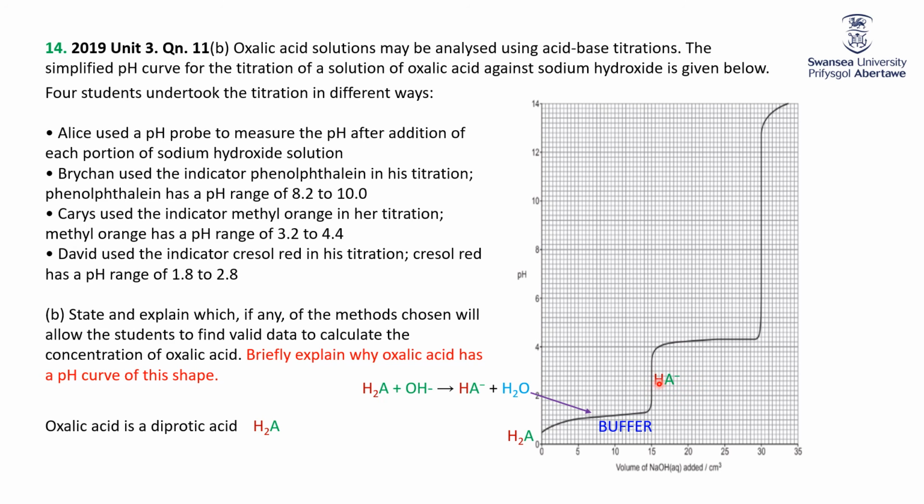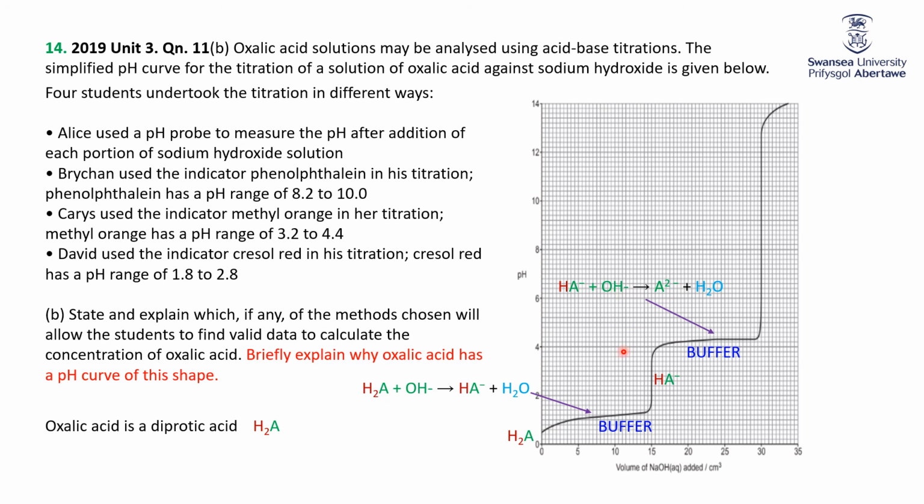But HA minus, of course, has this H here. It's a diprotic acid, so this H is also acidic. So we keep adding the OH minus, and now instead of neutralizing the H2A, because there's none of this left, it starts picking on the HA minus. So you neutralize HA minus, you get the second conjugate base, A2 minus. And this area here is a buffer solution because you've got a nice close to equal amounts of the HA minus, which here is an acid, and its conjugate base, A2 minus.